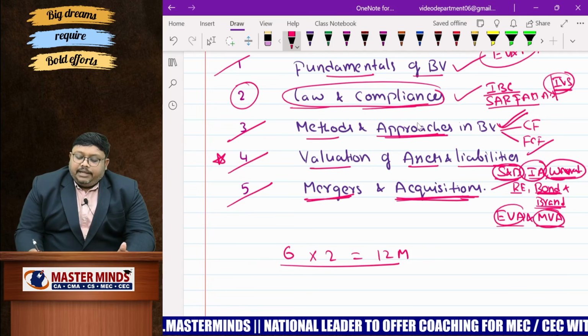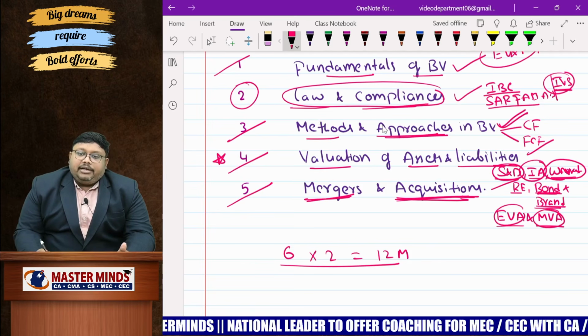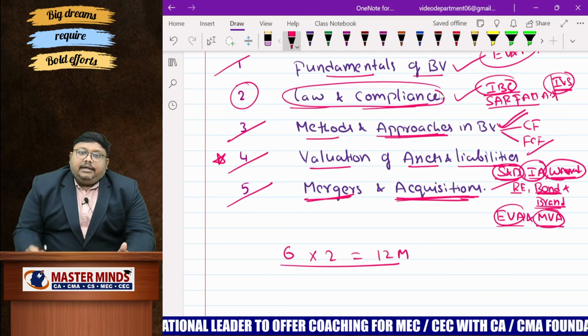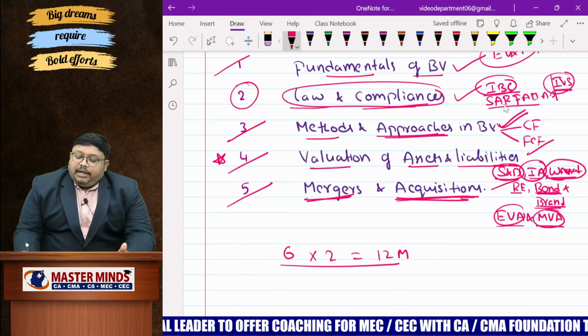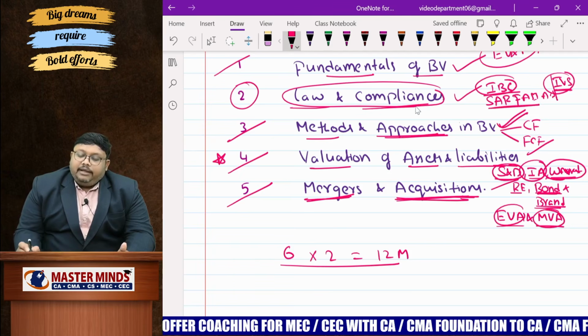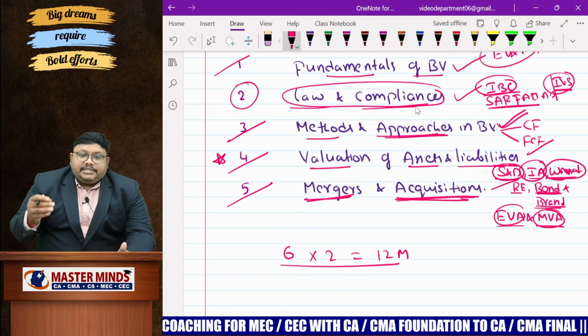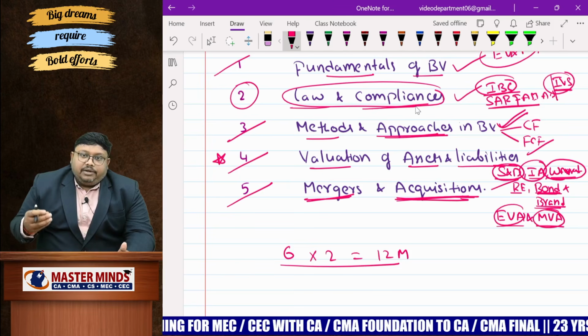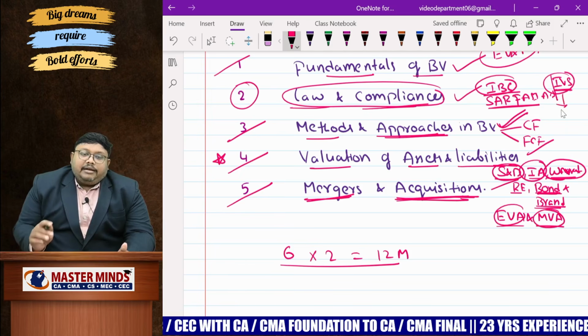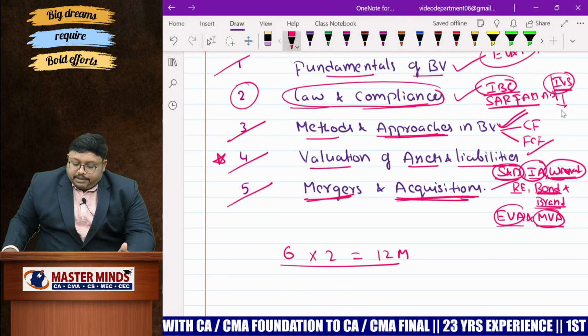If you want to study law and compliances, the most important thing is the salient features of the Insolvency and Bankruptcy Code and the SARFAESI Act. And for MCQ purposes, you have to study all the international valuation standards, like 101, 102, 105. Try to remember every valuation standard number for MCQ purposes.